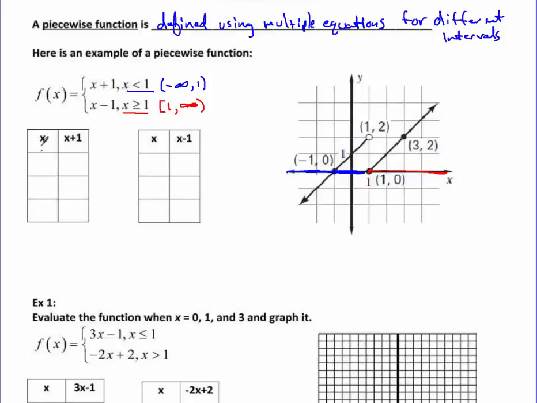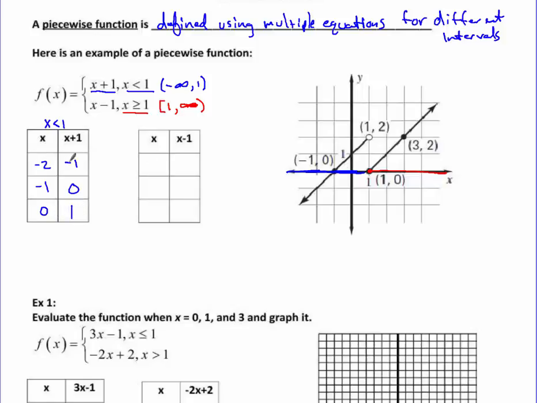So start real quick and pick some values. And let's start with picking values that are all less than 1, because it tells us we need to do stuff that's less than 1. So we'll pick negative 2, negative 1, and 0. And we just plug them in. So negative 2 plugged in. Remember, it gets plugged into here because negative 2 is less than 1. So negative 2 plus 1 is negative 1. Negative 1 plus 1 is 0, and 0 plus 1 is 1.